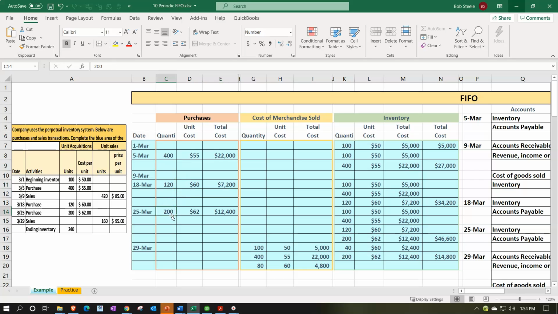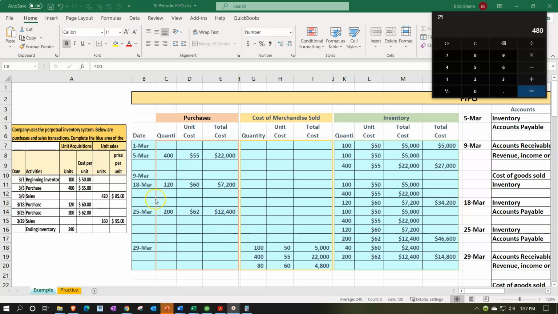And then here we got the 200 at the 62. We got the 12,400. Again, we're just recording this amount in QuickBooks. Then if you count the inventory at the end of the period, and we have 240 left, for example, we're going to say, okay, we purchased during the period this 720, and we had a beginning balance, it looks like here, of 100 units beginning. So that's going to be a total of 820.